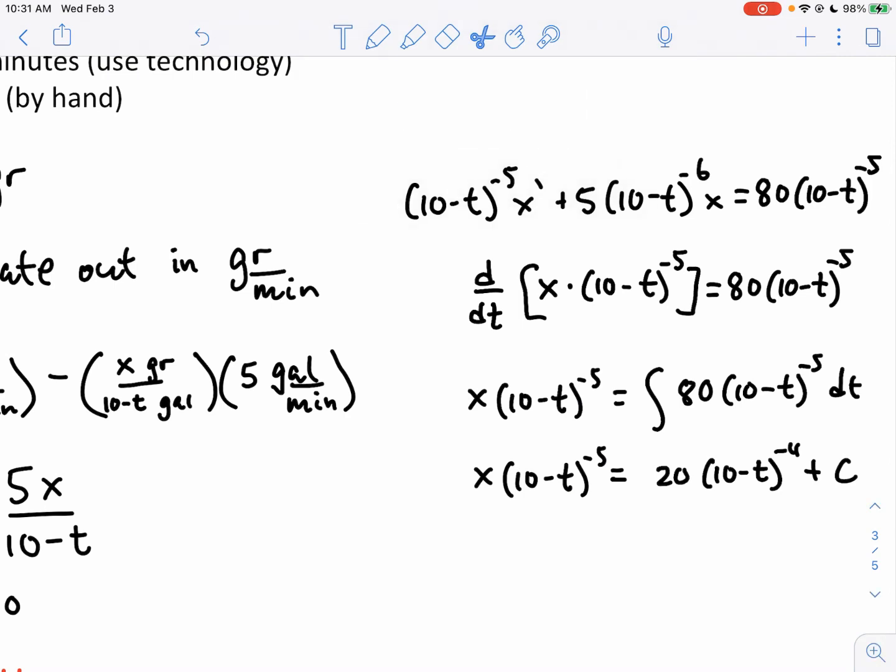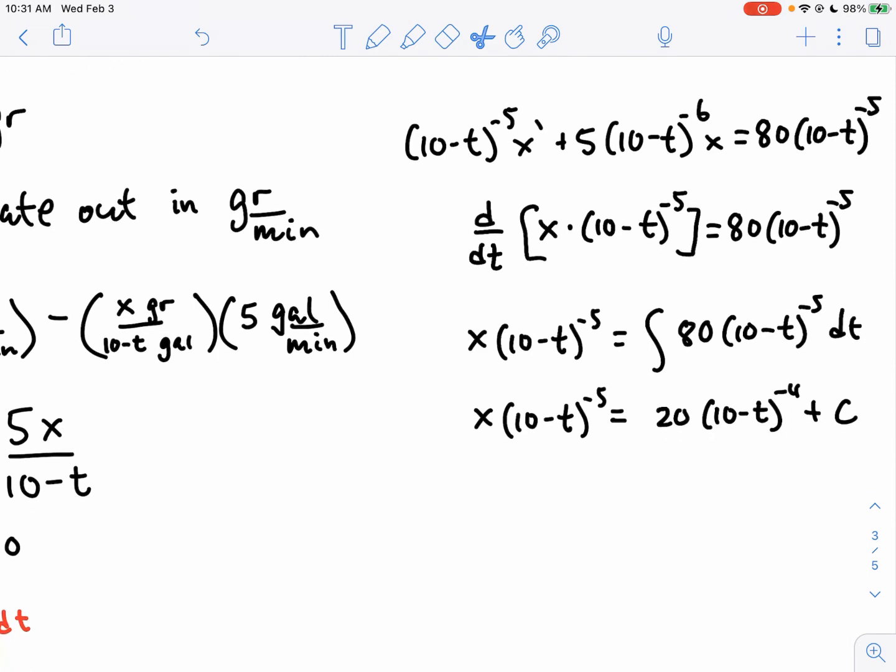Let's just verify that real fast. I'm going to find the derivative of this and see if we do get this integrand. All right, so the negative 4 would multiply to the 20 and give a negative 80. Then the power would drop to negative 5. And then the chain rule, the derivative of this would be a negative 1, and that would turn the negative 80 back to a positive 80. So sure enough, when you differentiate this, you do get this integrand.